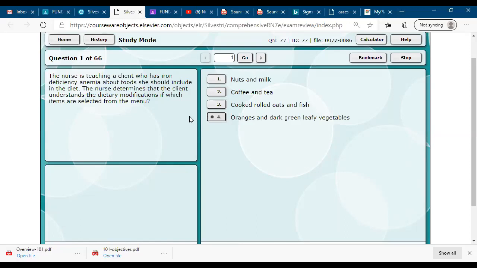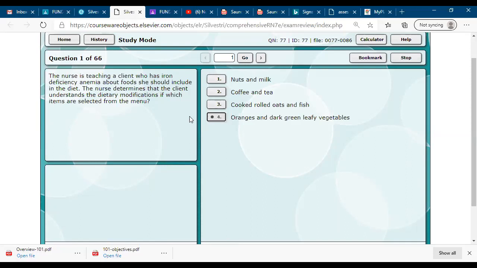As an RN, as a doctor, as a healthcare provider, we give them iron-containing food. But keep in mind, when you give them iron-containing food, you have to educate your patient. Iron-containing food, I know, includes some green foods or some leafy vegetables that contain some vitamin K or a little bit of iron too.